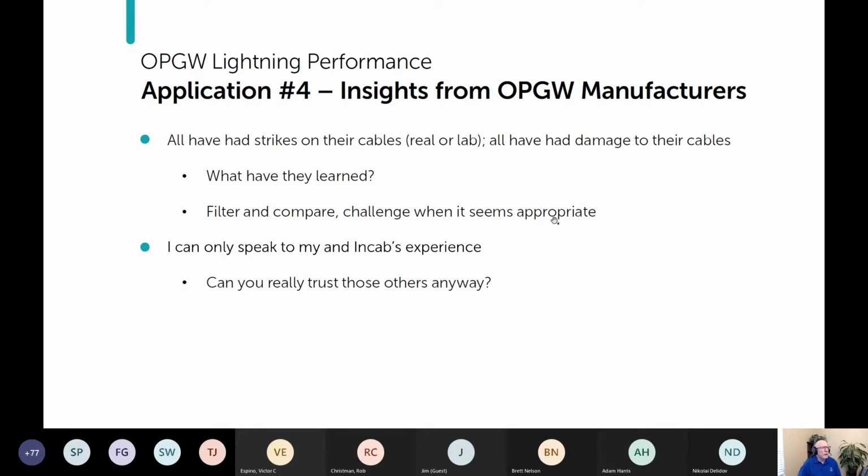What do I mean by that? Well, manufacturer A says, my cable's got 2 millimeter wires. It's the greatest lightning performance in the world. And another vendor says, well, my cable's got 3 millimeter wires on the outside, and I think it's probably still a class 0 cable. Well, you need to challenge manufacturer A to prove his case. Back it up with some data.